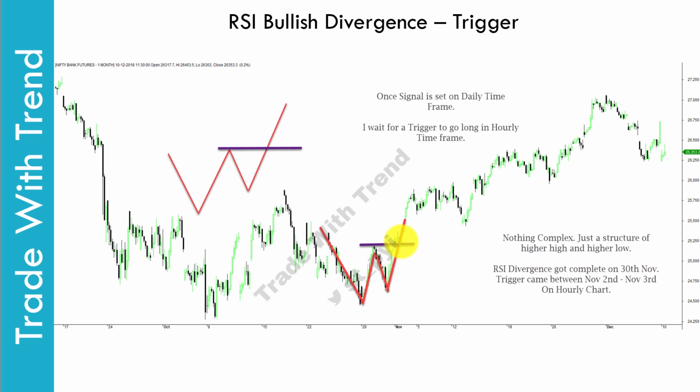We have seen in the previous chart that the bullish divergence signal got completed in mid October. Since then the price moved lower, forming a structure of lower high and lower low. It is only in early November, the 2nd or 3rd of November, that price, after forming a structure of lower high and lower low, formed a major pivot, then retraced and then again broke this pivot at this particular level. So this becomes my entry point.